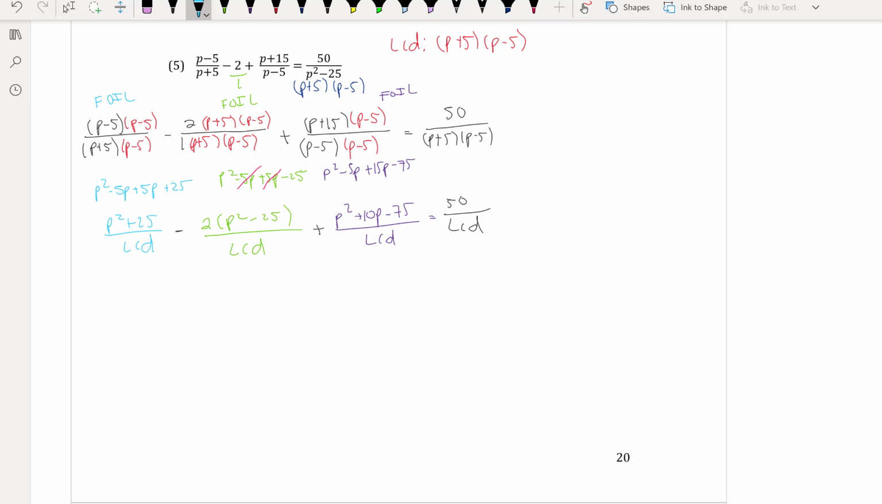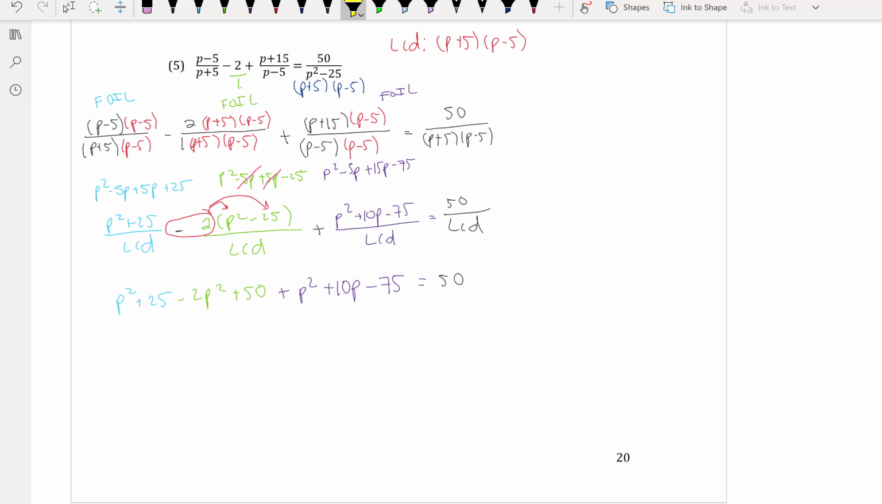So okay, so the first one, I have my p squared plus 25. The next thing I want to do is I want to grab this negative 2 and distribute it inside my parentheses. So when I do that, I'm going to have a negative 2p squared, and negative 2 times my negative 25 is going to give me a positive 50. And for the next one, I have a p squared plus 10p minus 75, and all of that is equal to 50. So now from here, I'm just going to combine like terms.